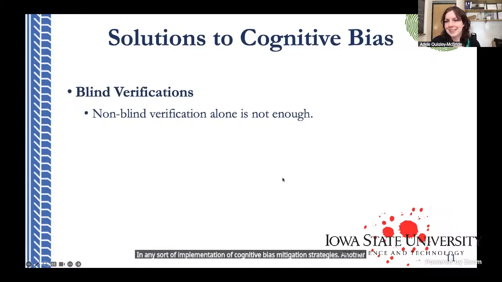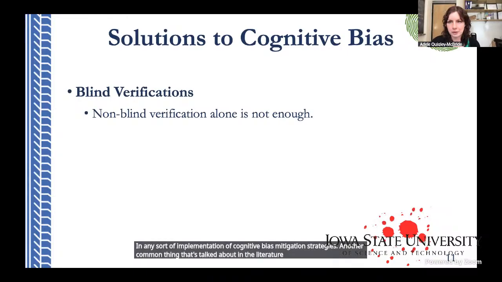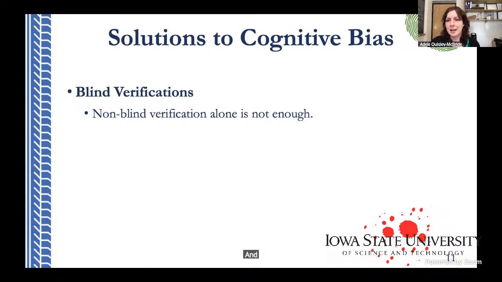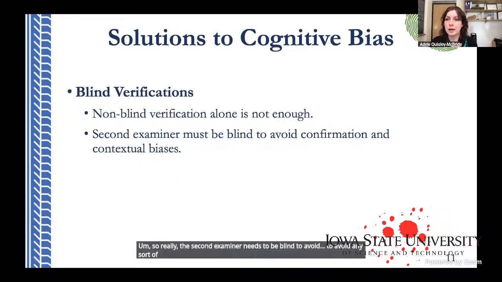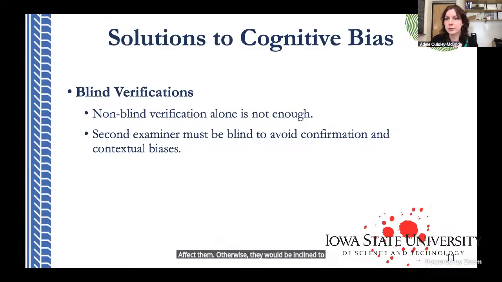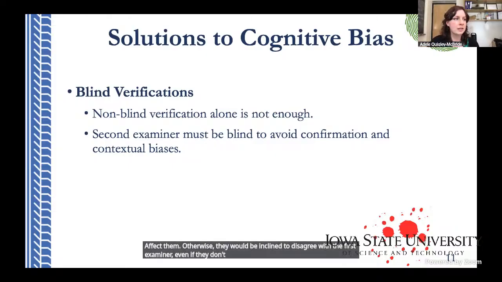Another common thing that's talked about in the literature is blind verifications. And I have to note that non-blind verification alone is not enough. It's not bad to do non-blind verification, but it is insufficient to really catch any of these cognitive bias effects that might run through a lab. So really the second examiner needs to be blind to avoid any sort of confirmation and contextual biases that might affect them. Otherwise, they would be inclined to just agree with the first examiner, even if they don't realize it.